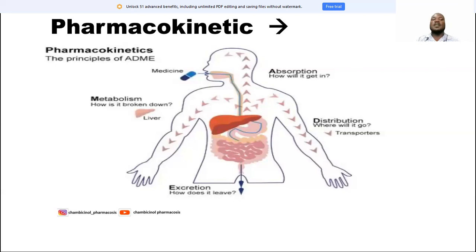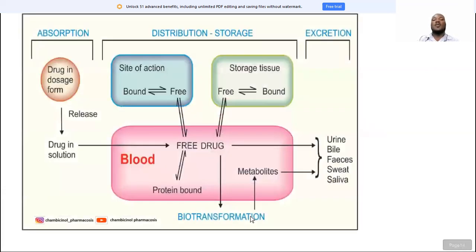Some of the sites where the drug will be distributed are the tissues involved with the metabolism of the drug, including the liver. For the drug to be excreted, some drugs, especially if they are lipophilic, first have to undergo biotransformation so that they are converted from lipophilic to hydrophilic, and then they can be easily excreted through the renal system, which is the kidney. So in today's session, we are going to see in detail how this process of biotransformation takes place for drugs in the body.